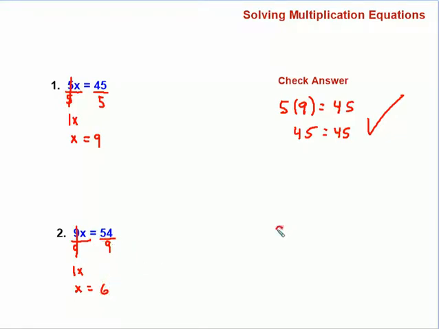Then we check our answer. 9 times x, which is 6, gives us 54. 9 times 6 is 54, and that gives us the correct answer.